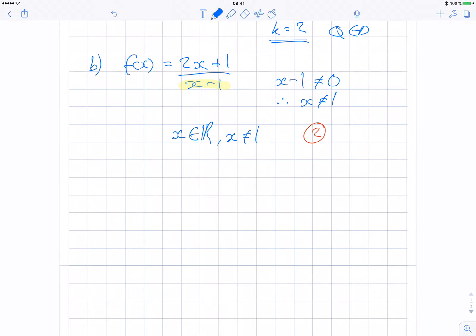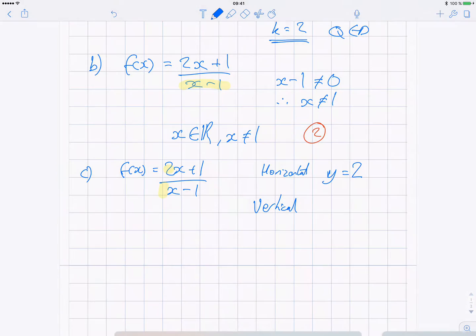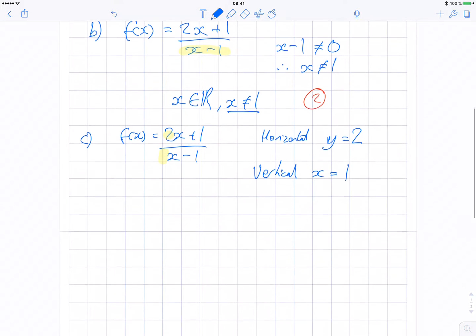What do we want next? We now want to see what the asymptotes of f of x are. Now, to find the asymptotes, I need to look at this and divide by the coefficient of x there. So the horizontal asymptote is found by doing 2 divided by 1. So that's y is equal to 2, and the vertical one is from what we did before, x is equal to 1, and that was 2 marks.